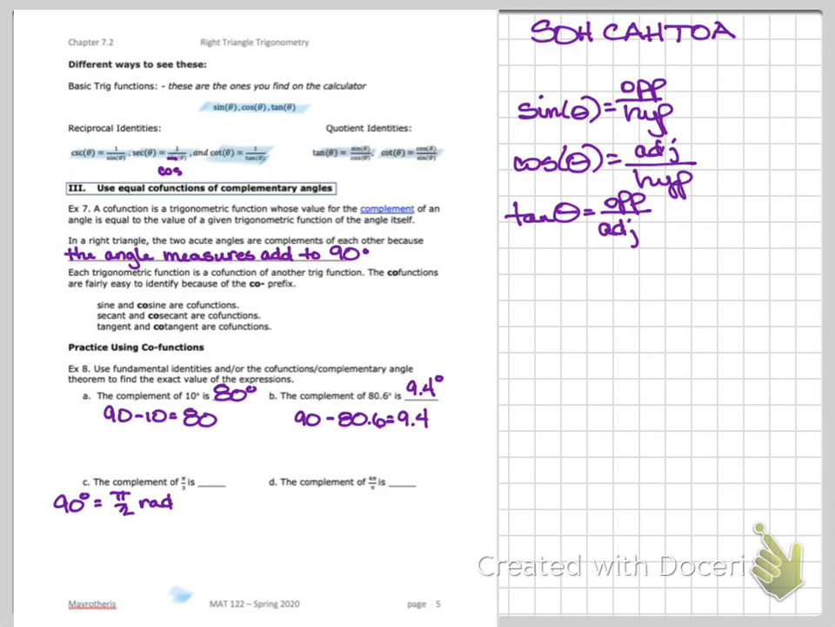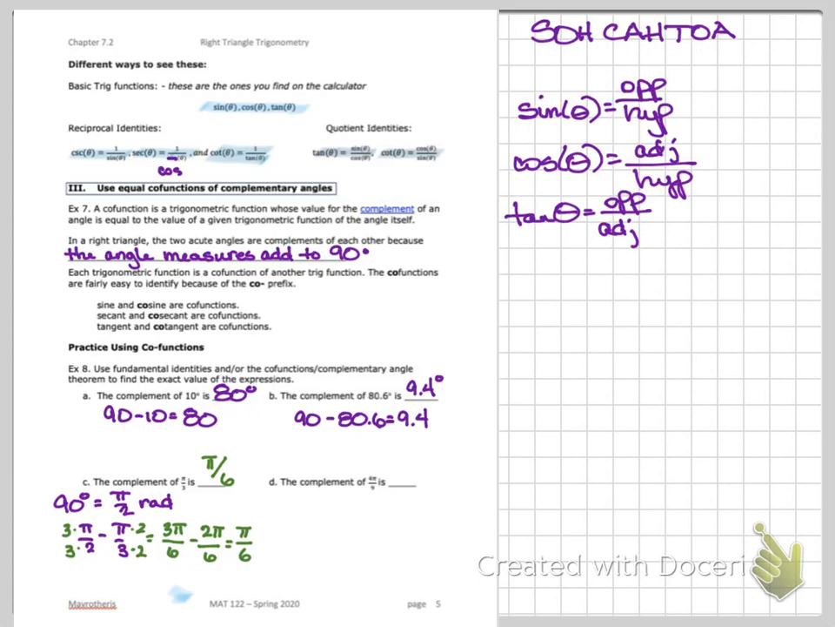So we're going to do the exact same thing we did up top. We're going to take our pi over 2. We're going to subtract our pi over 3. Remember that in order to be able to subtract fractions, we've got to have a common denominator. So we're going to go ahead and work that in. And we get what? 3 pi over 6 minus 2 pi over 6. We end up with the complement of pi over 3 being pi over 6.